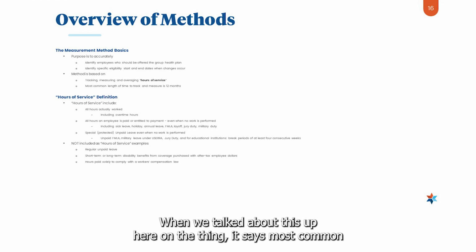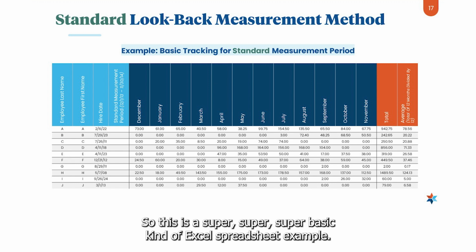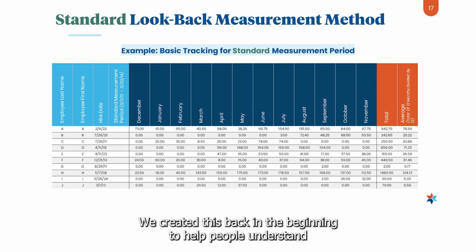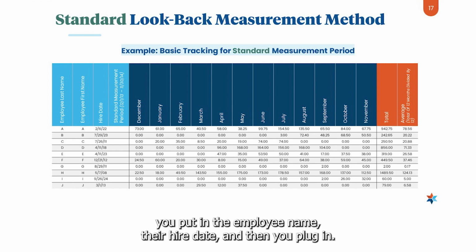When we talked about this up here, it says the most common length of time to track and measure is 12 months. So this is a super basic Excel spreadsheet example, so you understand what we're talking about tracking. We created this back in the beginning to help people understand what we mean by tracking hours of service. If you look at it really quickly, you put in the employee name, their hire date, and then you plug in.